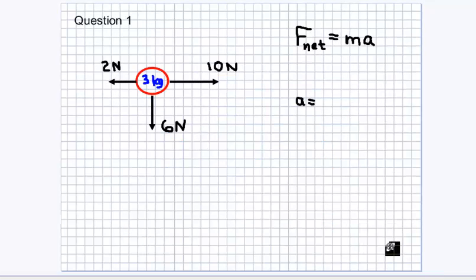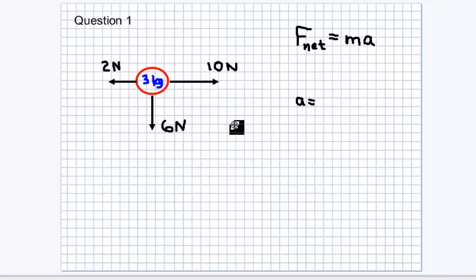Okay, here comes 2 questions now to see if you have understood. In our first picture, we have a 3 kilogram object experiencing 3 forces. Using F net equals ma, can you predict what the acceleration will be? You might want to pause the video while you think this through, and then I'll show you the answer. So go ahead and pause.